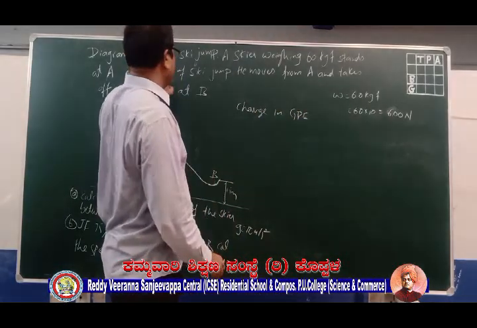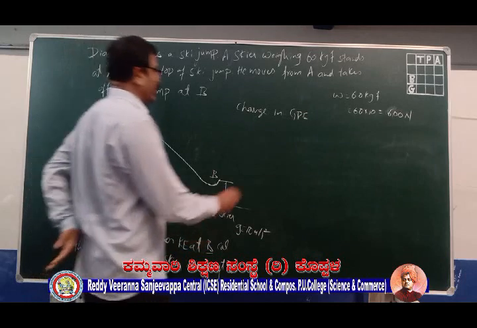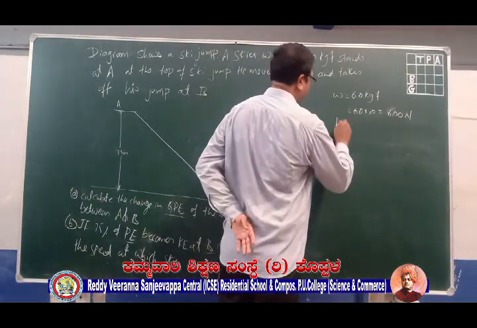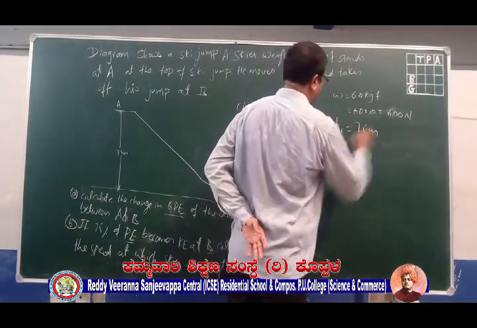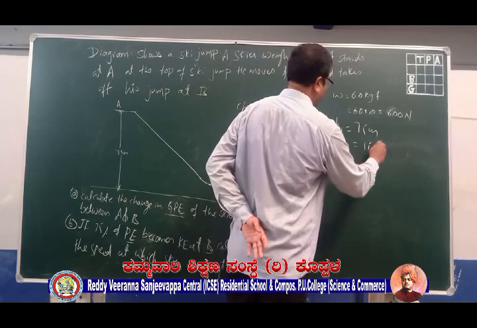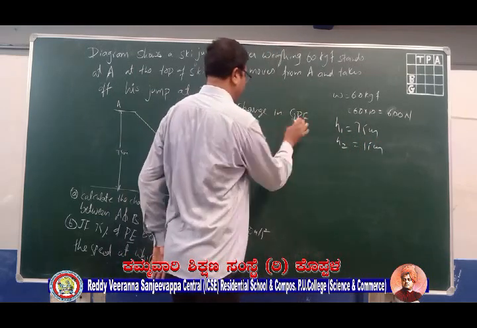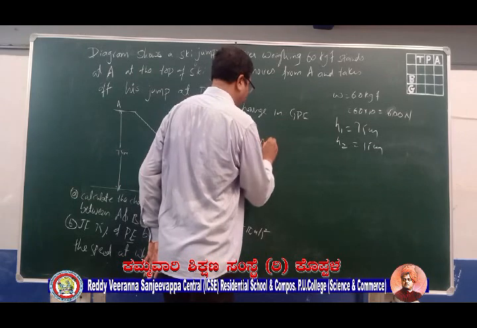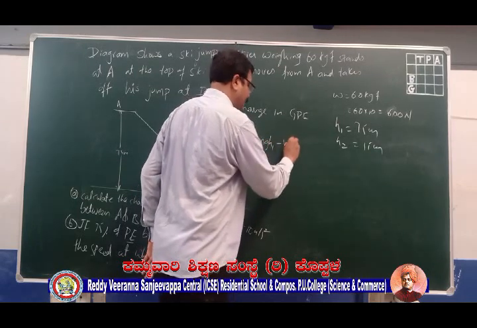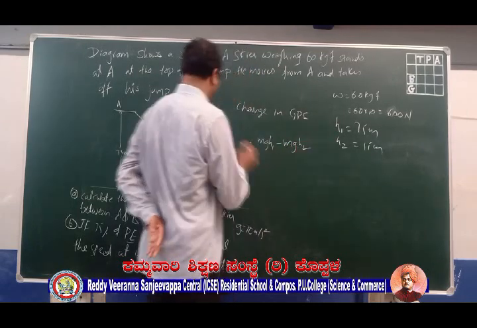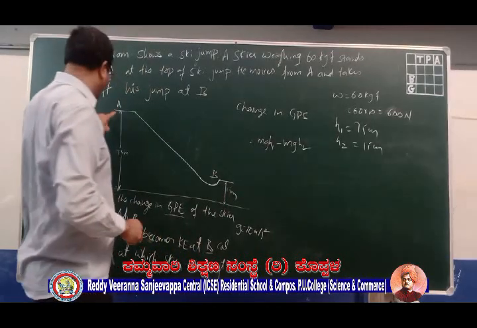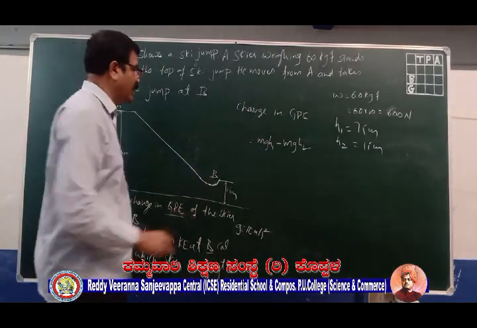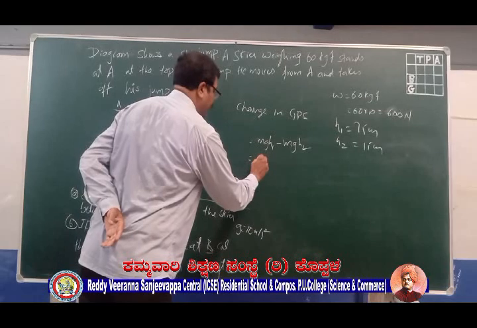So what else has he given? He has given the difference in height. So h1 is 75 meter, while h2 is 15 meter. So let me write the change in GPE is equal to mgh1 minus mgh2. Therefore, what is mgh1 here? h1 is 75 meters and h2 is 15 meters. I'll substitute the same thing here.